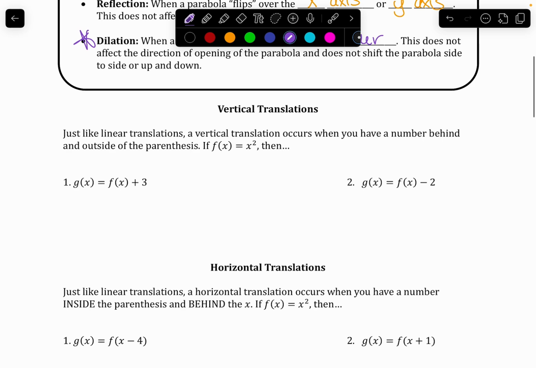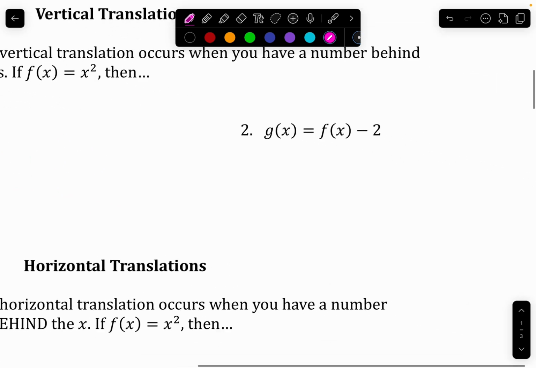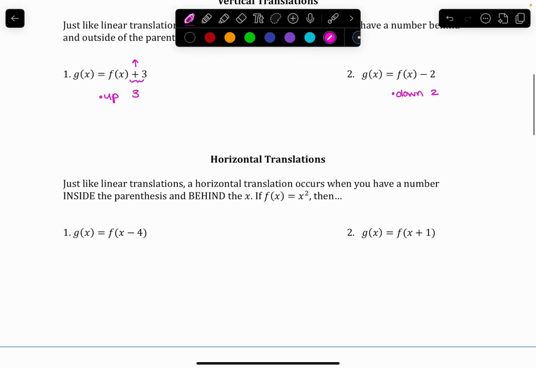Okay, so I'm going to remind you about vertical translations. That is when your graph shifts up or down. So if you see something like this, because this number back here is not inside of the parentheses and it is to the right of your x, this is how we know that this is going to be up or down. And whatever sign is in front of your number tells you the direction. So positive means that we're going up. So this is up 3. And this one over here would be down 2. Just like with linear transformations.